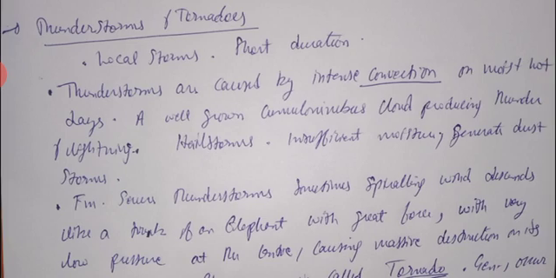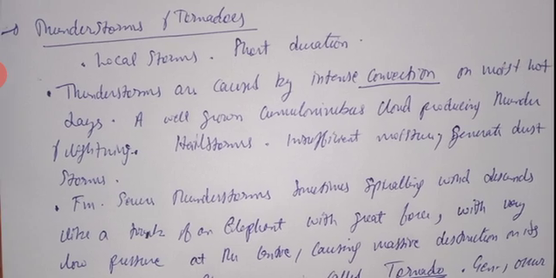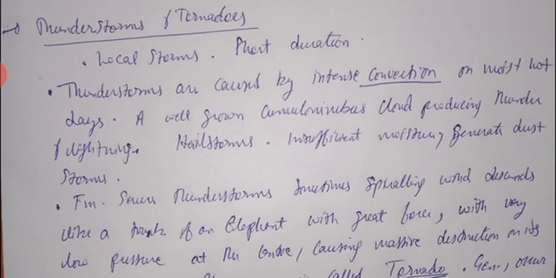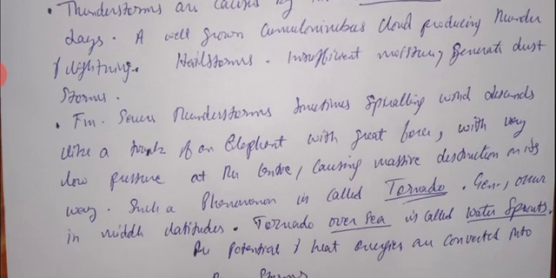Next point, thunderstorms and tornadoes. Thunderstorms and tornadoes are generally local storms and are of short duration. Thunderstorms are caused by intense convection on moist hot days. A well-grown cumulonimbus cloud produces thunder and lightning, and also hailstorms. If there is a lack of moisture, then instead of thunderstorms, dust storms are generated.